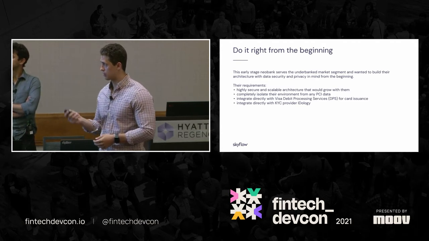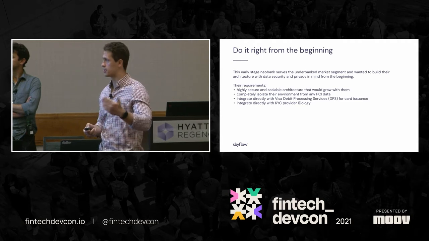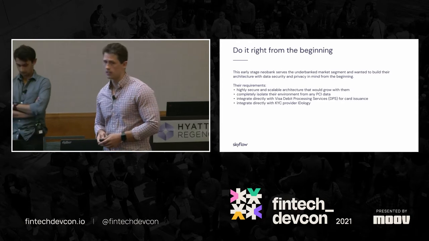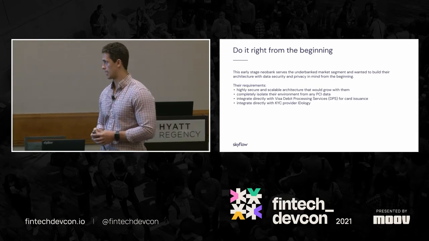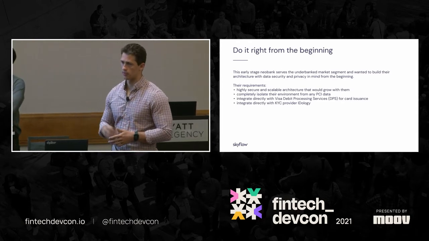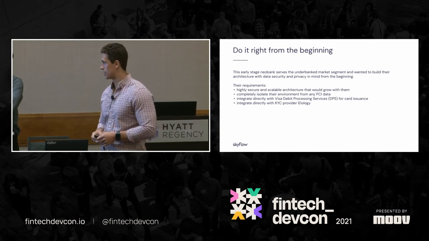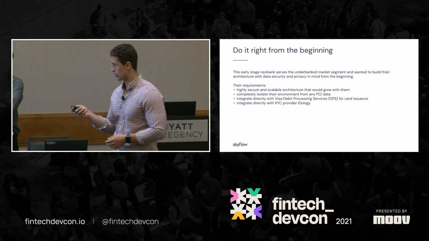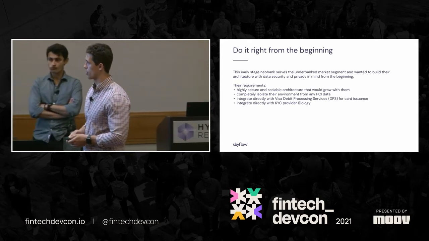So how do they isolate their environment from the front end to make sure that any PCI data they're collecting isn't hitting their front end infrastructure, and then as well as their back end? How do they make sure that none of that data is sitting within their back end? They don't have to worry about PCI scope. It's a 5 or 10 minute SAQ form you fill out, and then you're on your way. They want to integrate directly with Visa debit processing services for card issuance.